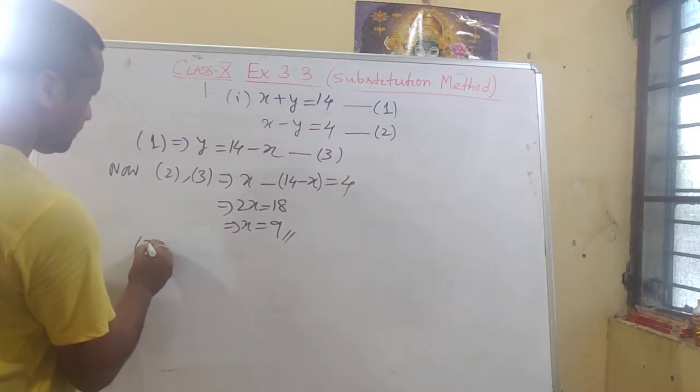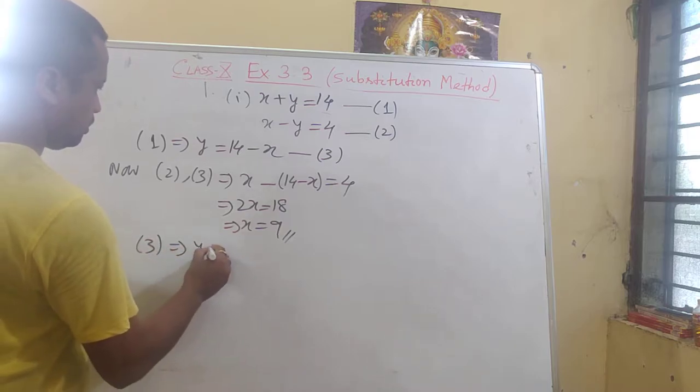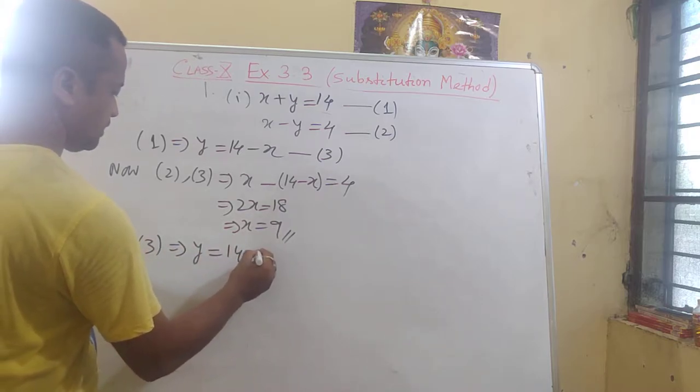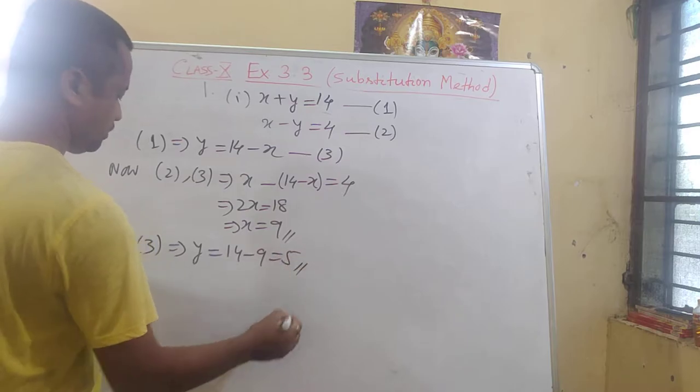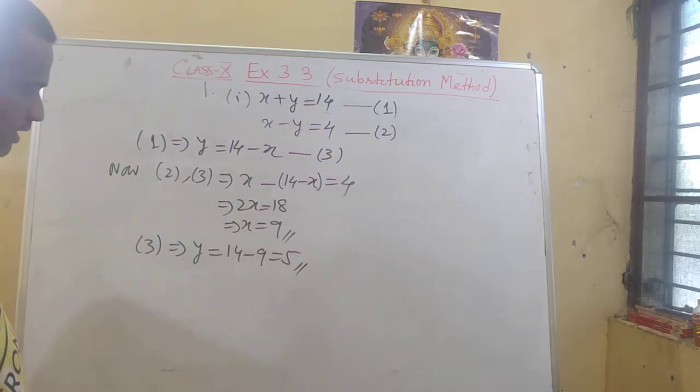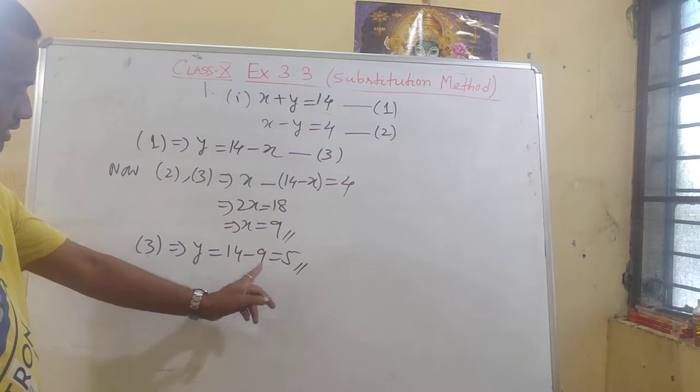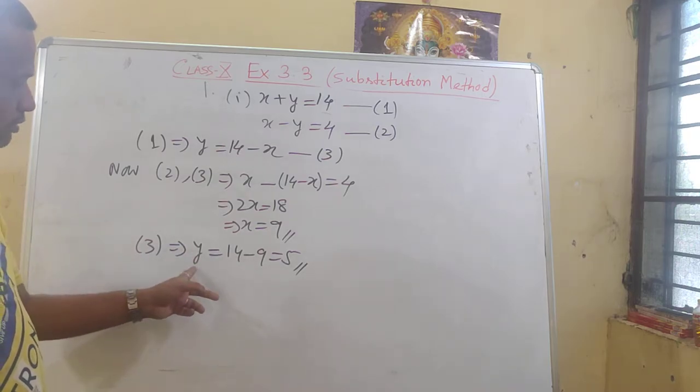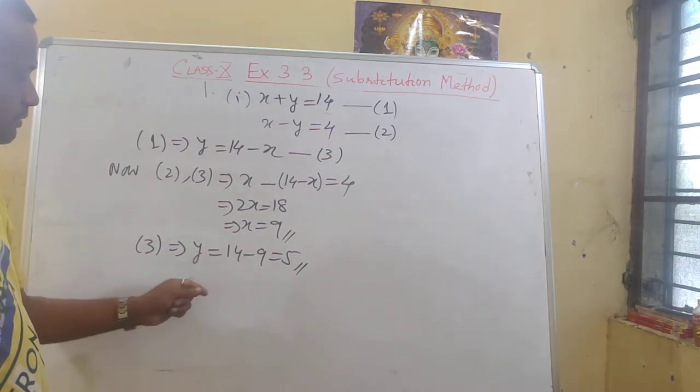Next, 3 implies y is equal to 14 minus x. That is 14 minus 9, that is 5. So it is the second solution. Y is equal to 14 minus 9 is equal to 5 is the solution. That is the value of y. So x is equal to 9 and y is equal to 5.